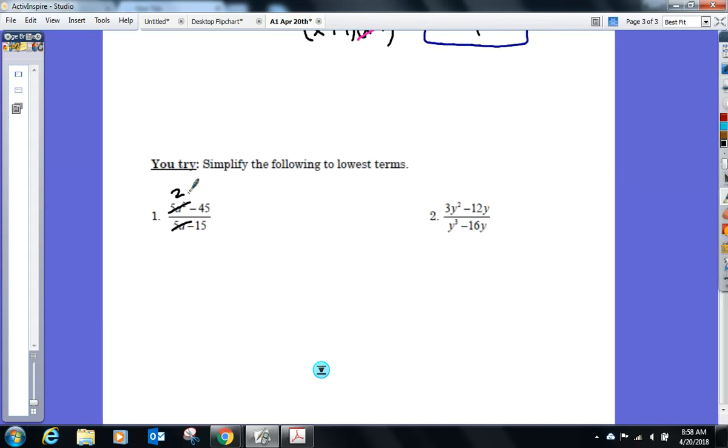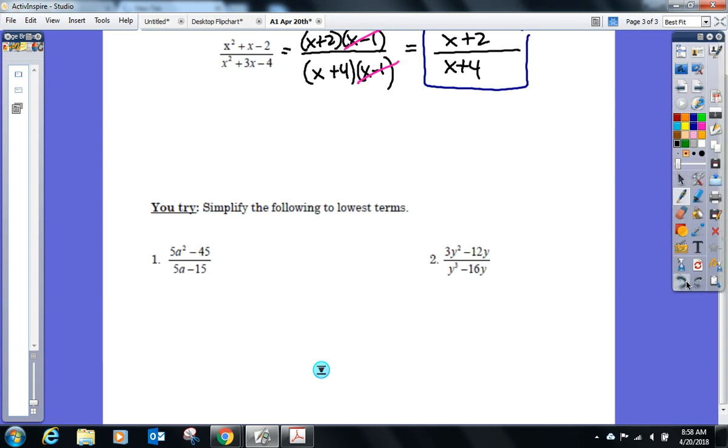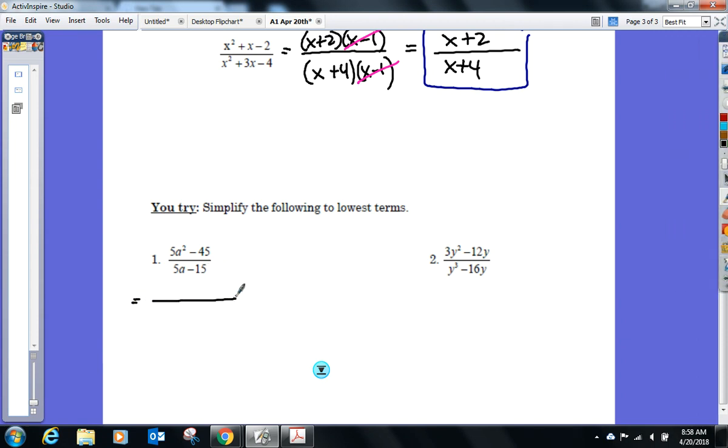That makes a lot of sense, right? Why not? Because there's addition and subtraction. Factor the darn thing. Let's go. Somebody help. I'll help you guys here. What am I left with? What can I do on top? 5a squared minus 45. Take out a 5. When I take out a 5, what am I left with? A squared minus 9. I don't know if any alarms are going off in your head.